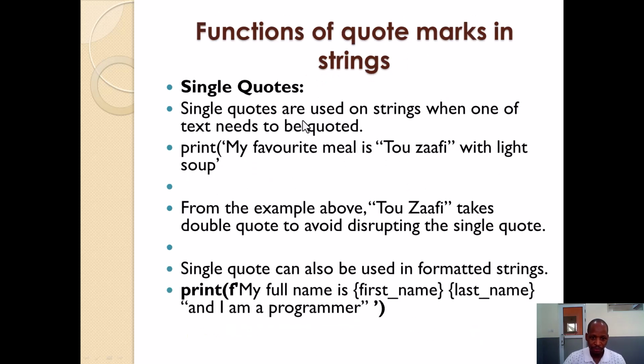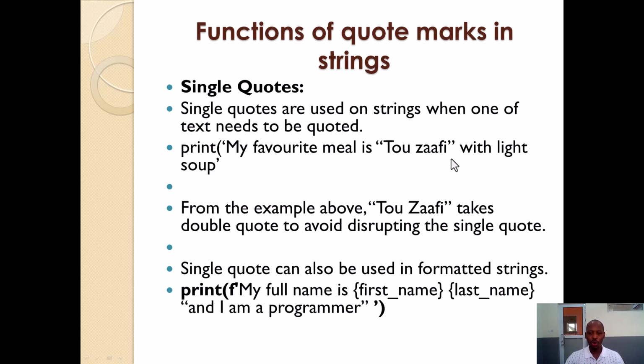Let's take a look at the function of the quote marks. Now, a single quote mark is used on strings when one text needs to be quoted. So let's look at this example here. If I'm printing this message out here, my favorite meal is tuwo zafi with light soup. Now, tuwo zafi is a local dish in most West African countries like Ghana, Nigeria, or Niger. Now, it is a local name. It is not an English name.